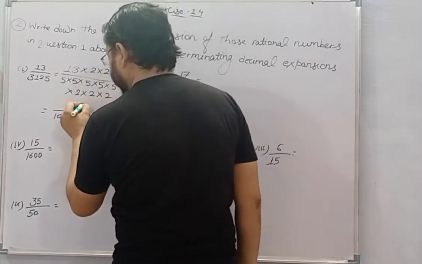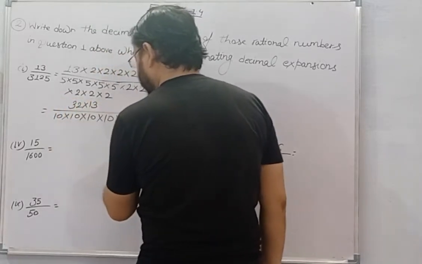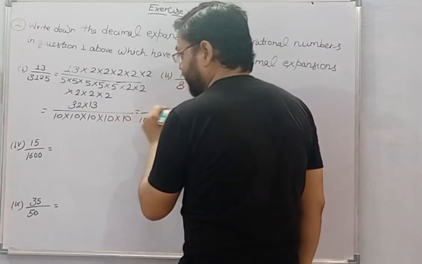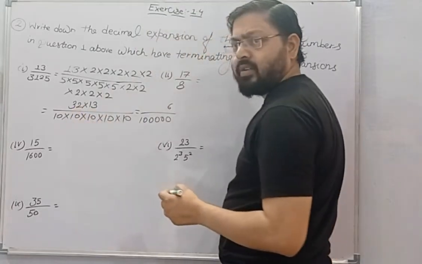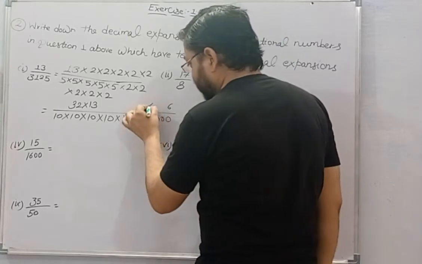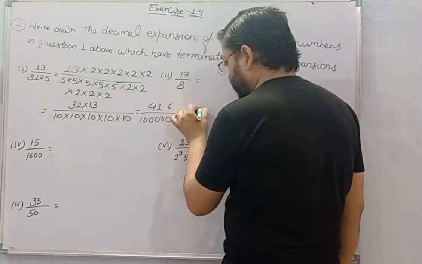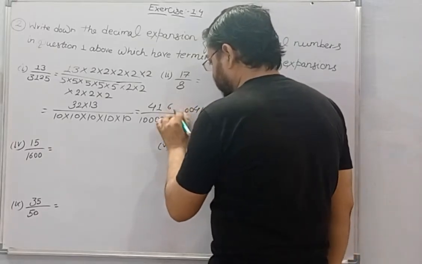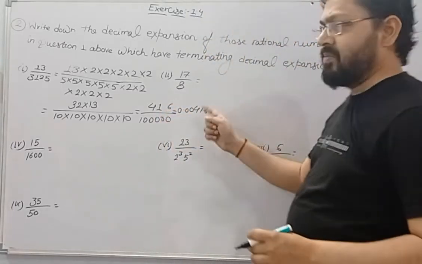And this is 13 into 32. Now you multiply. 13 times 2 is 26, and 13 times 3 is 39, and plus 2, 41. Now you write down like this: 416, and then 0, with the decimal. You will get this decimal form.